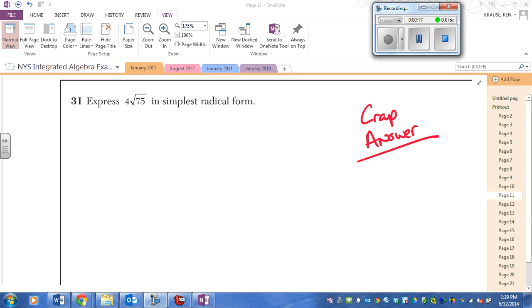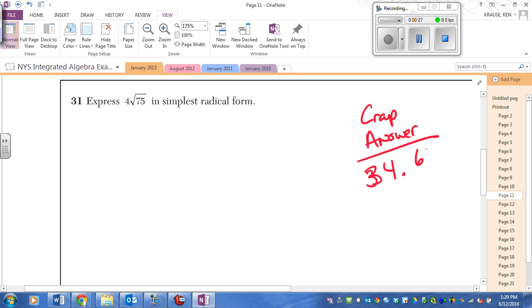But you can use the crap answer by typing into your calculator 4 square roots of 75 and find out that the decimal answer is 34.641. That's the crap answer. Don't ever give that answer. What you really need to do is break this down into a perfect square.